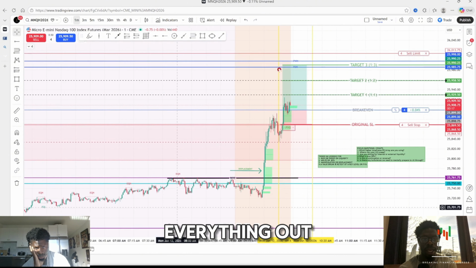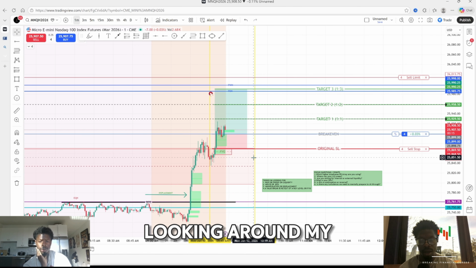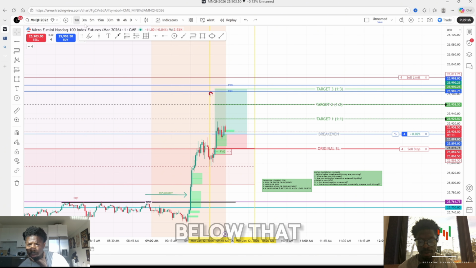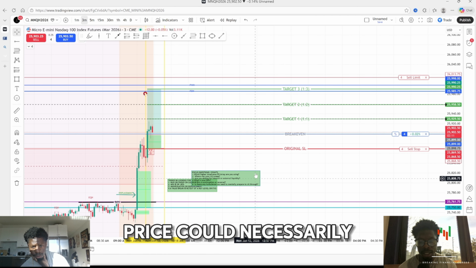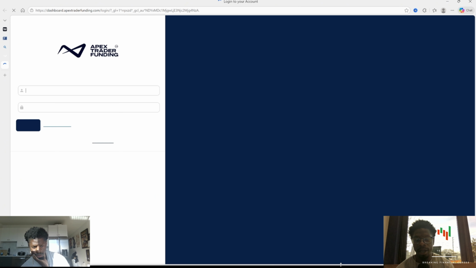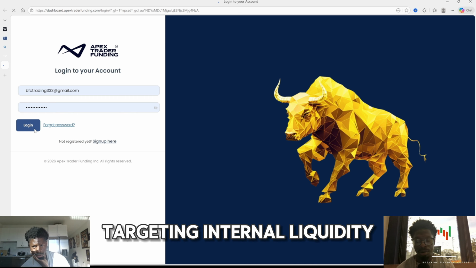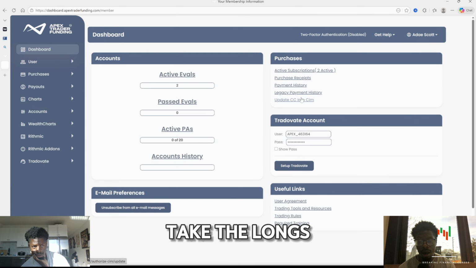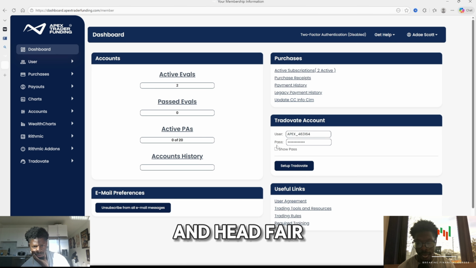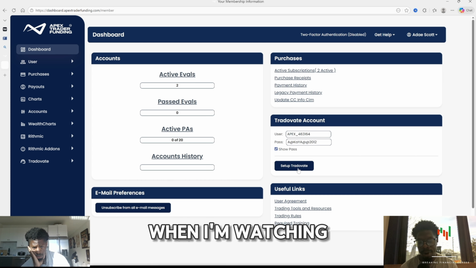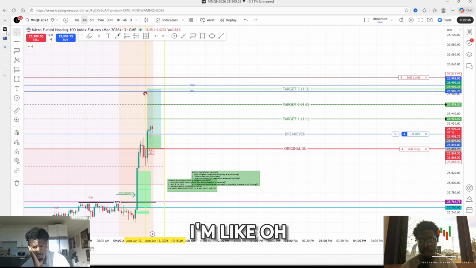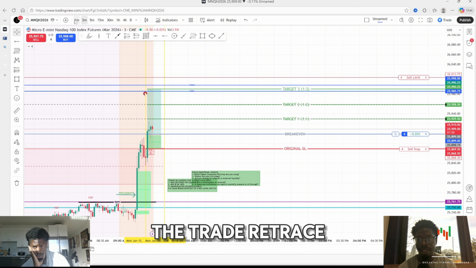I'm just scoping everything out, looking around my field, looking around my charts, just trying to see, is there anything below that price could necessarily want to draw towards? I didn't want to take shorts targeting internal liquidity. I wanted to take the longs at the internal liquidity and head for external liquidity. So that was going through my mind when I'm watching the trade retrace a little bit.